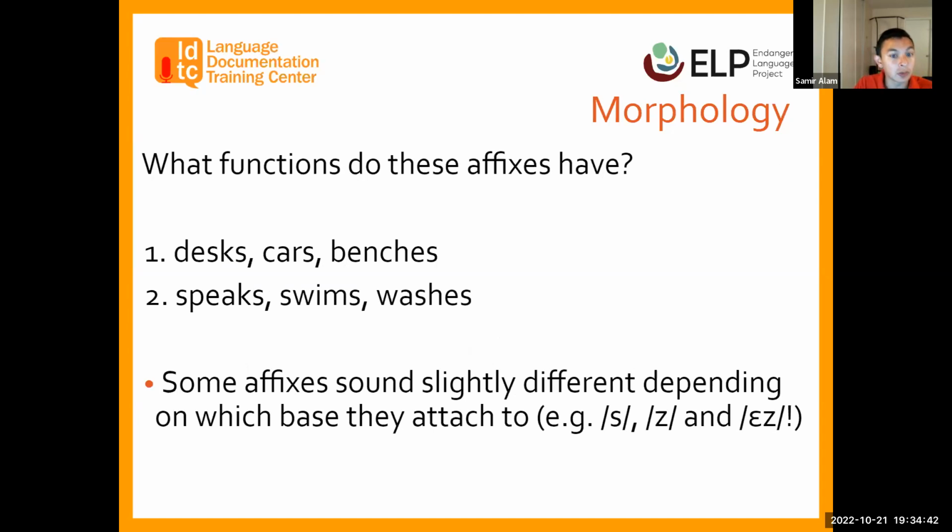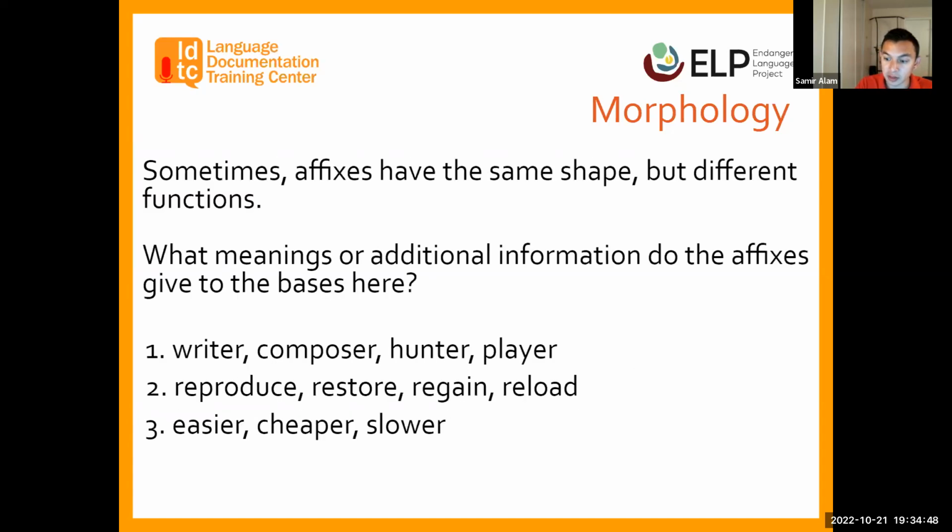All right. So for our next slide here, we're talking about why a word has 2 meanings. So from Tara: why does a word have 2 meanings? In the example that we're looking at here, these are all English words. So we have write, composer, hunter, player, easier, cheaper, slower. These are all words that we would use in English.